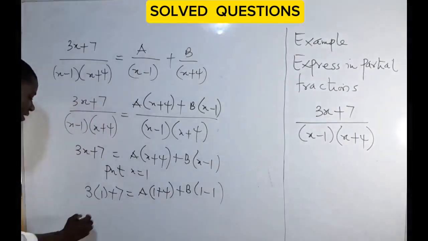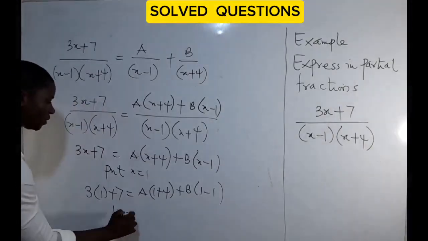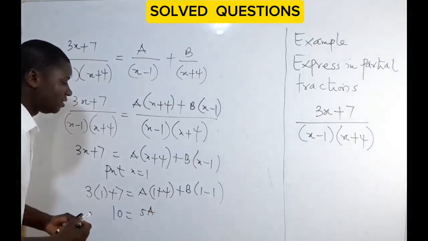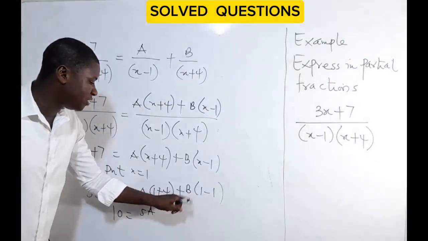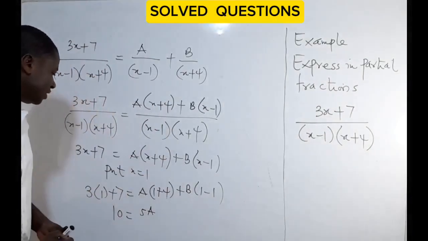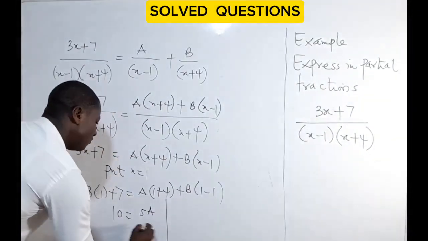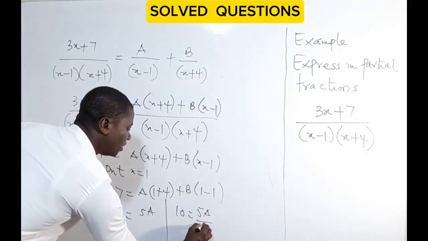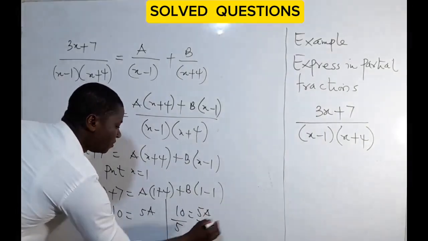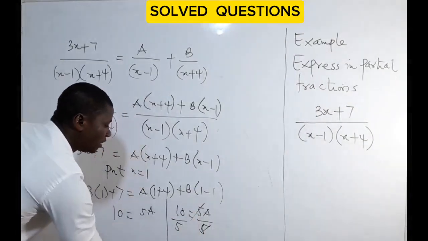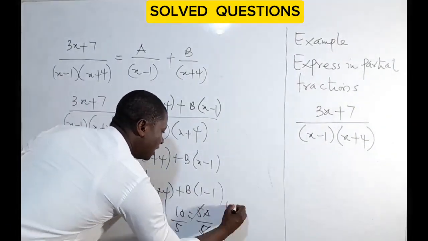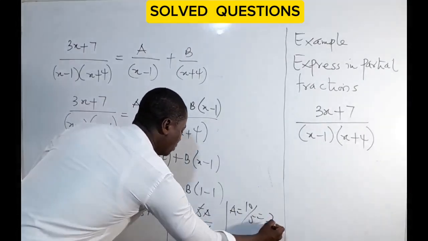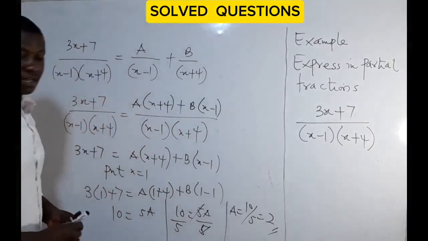3 times 1 is 3, plus 7, that is 10 here. Then 1 plus 4 is 5, so it is 5A. Don't forget, 1 minus 1 is 0, 0 times B is 0. So the B is gone. Now, if you have 10 equals 5A, and you are solving for A, you divide the left by 5, the right by 5, so that A will be equal to 10 over 5. And if A equals 10 over 5, then the value of A is 2. So the value of A is 2.